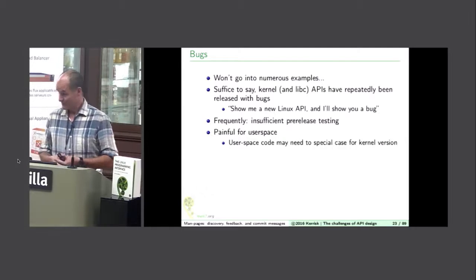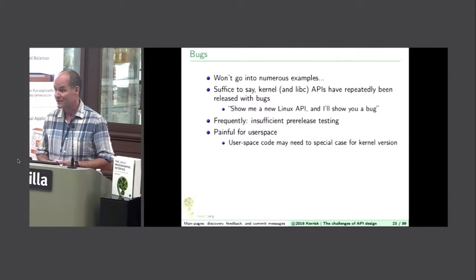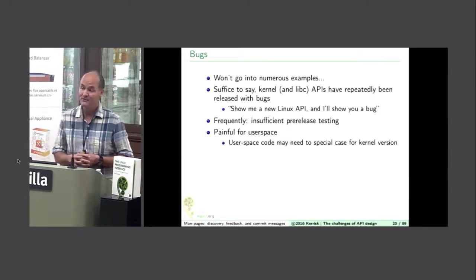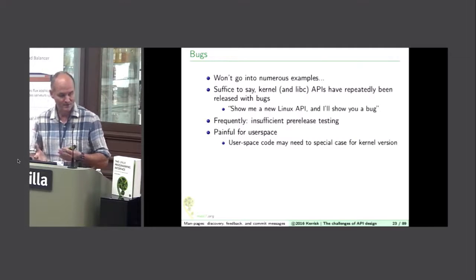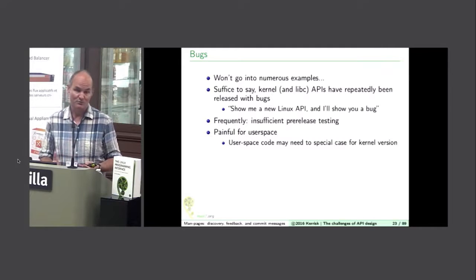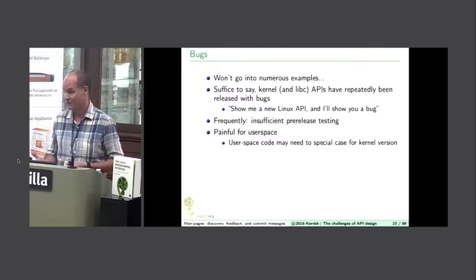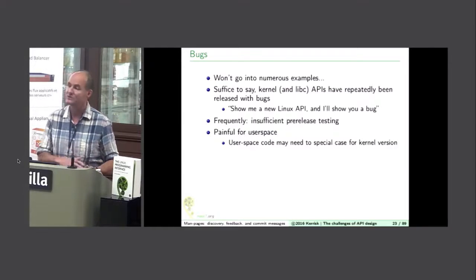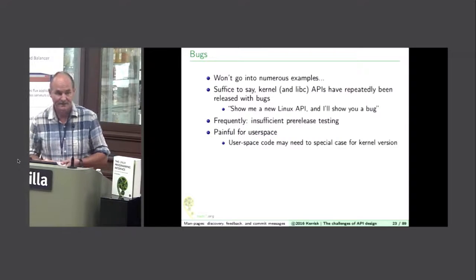So we've had a history of insufficient pre-release testing. Bugs get out there, of course, and that's painful for user space, because user space programs then need to special case for a particular kernel. You know, am I working on a kernel that has this bug? If so, I have to do this. Otherwise, I have to do this.